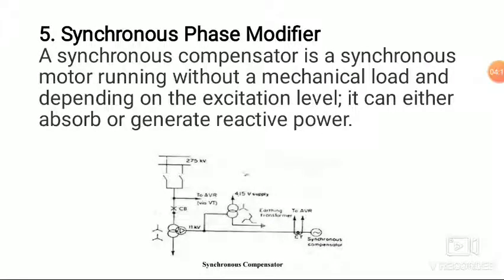The fifth method is synchronous condenser. It is also known as synchronous phase modifier. The synchronous phase modifier is a synchronous motor running without a mechanical load. It is connected with the load at the receiving end of the line. The synchronous phase modifier absorbs or generates reactive power by varying the excitation of the field winding. It keeps the voltage constant at any condition of the load and also improves the power factor.